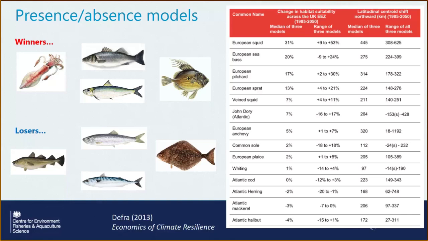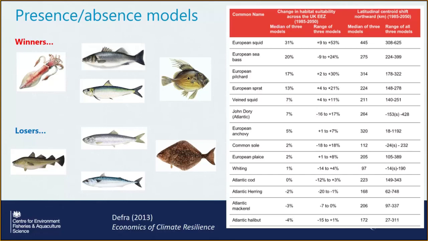This was work that John showed from the report this morning, The Economics of Climate Resilience. And Miranda Jones did this work a few years ago now. She ran three different models on a number of different species, and the data is presented in a table, so you can see the ranking of the winners and losers of the different species. This was on the UK EEZ.